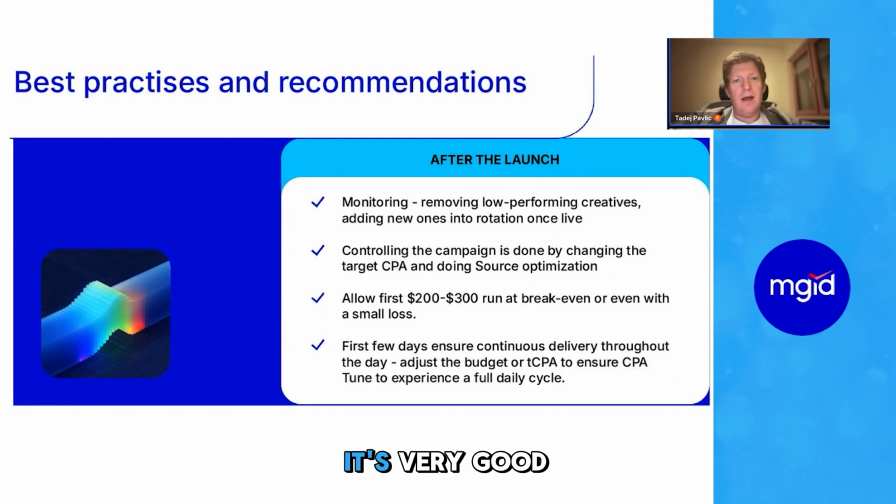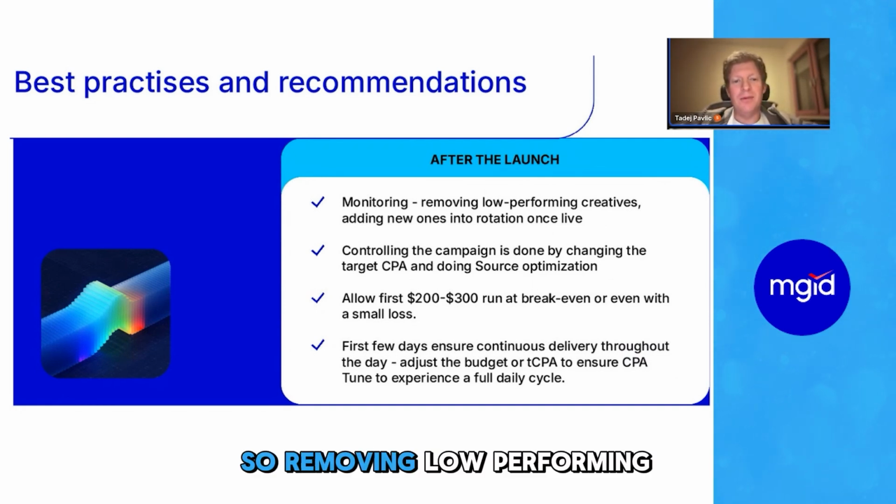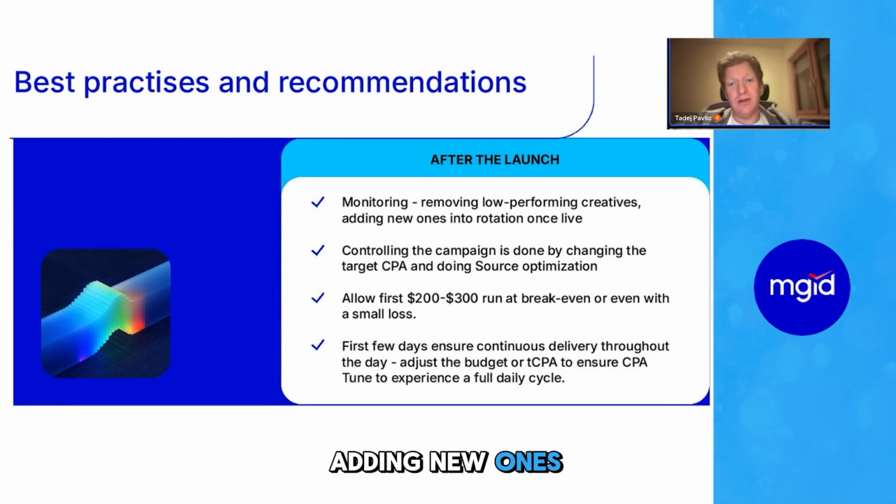When you're live, it's very good to monitor campaigns, right? So this is not new. Removing low-performing creatives, adding new ones in the rotation once live. This is exactly what Alona was also talking about, this discovery phase, trying out new creatives, new approaches. When you're asking yourself how you can control the spend and the campaign, how is it going? You control it with your targets. You can change the target whenever you want. And you can also do source optimization, as was also mentioned.